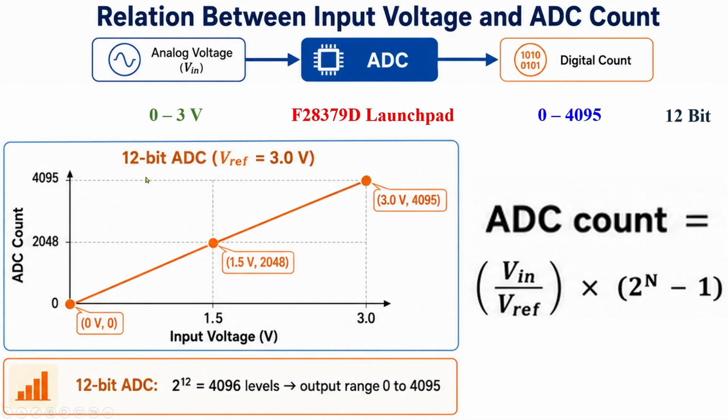Now this graph shows how the ADC count changes with input voltage for a 12-bit ADC with a 3-volt reference. When the input voltage is 0 volts, the ADC count will be nearly 0. When the input voltage is 1.5 volts, which is half of the input range, the ADC count will be nearly 2048. When the input voltage reaches 3 volts, the ADC count will be nearly 4095. So, any input voltage between 0 and 3 volts will give a corresponding digital count between 0 and 4095. This relation is linear, so as the input voltage increases, the ADC count also increases.